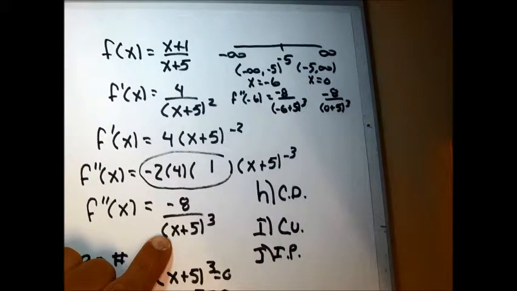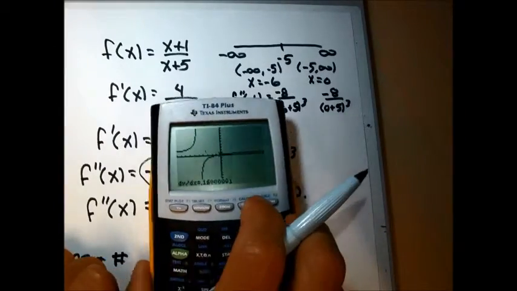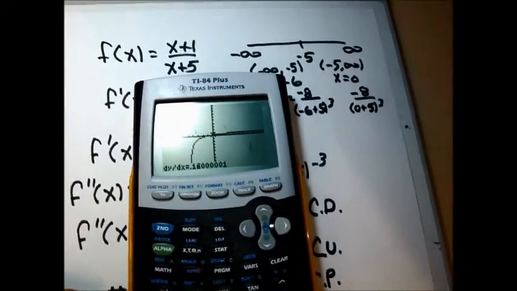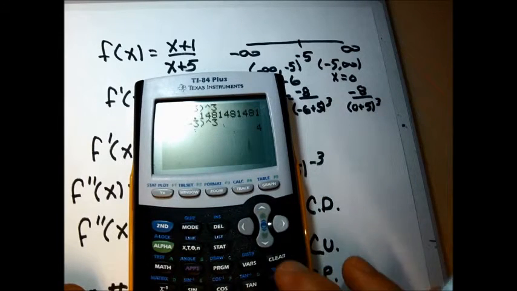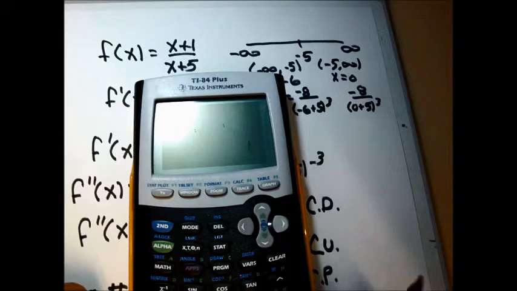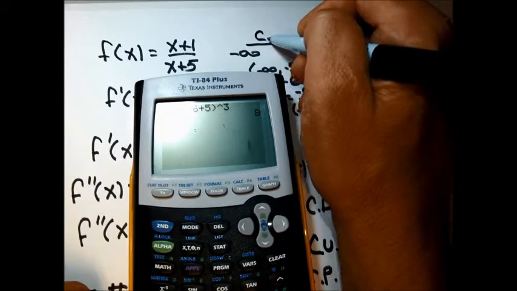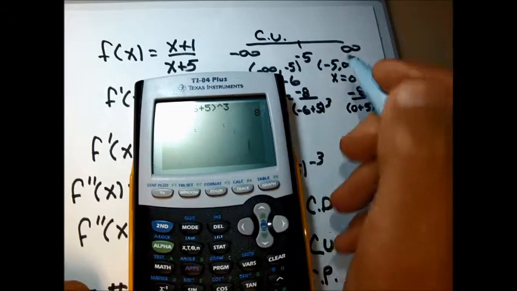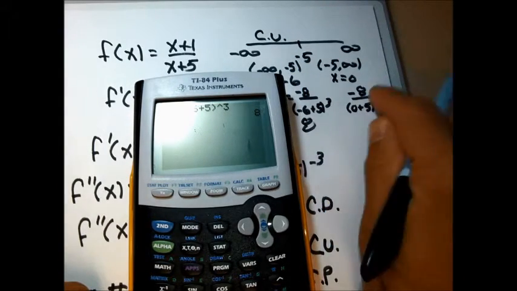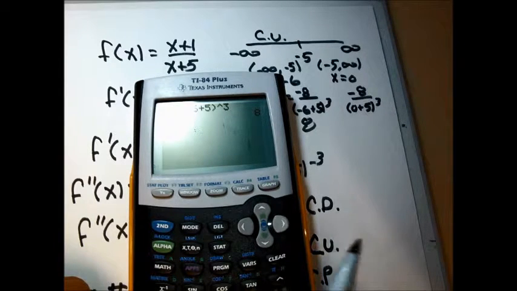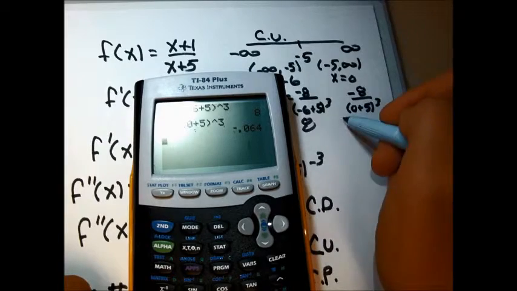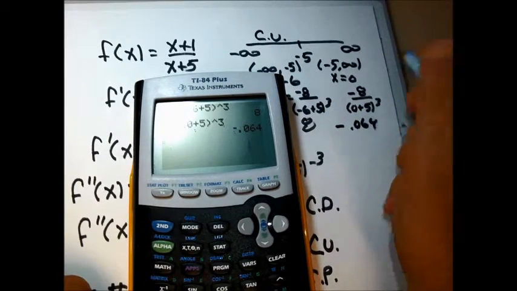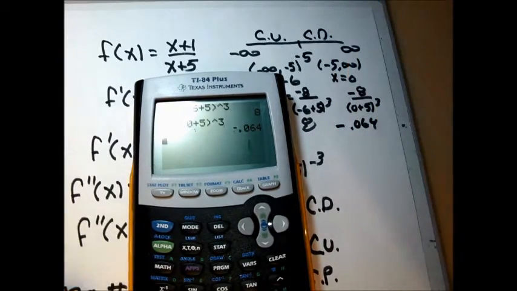And I'm worried about the sign more so than the number. So first region here, I do second clear, negative 8 divided by parentheses negative 6 plus 5 up arrow 3. I get positive 8. So in this interval, the graph is concave up. Now for this one, I go negative 8 divided by 0 plus 5 up arrow 3, and I get negative 0.064. Because it's negative, the graph is concave down.